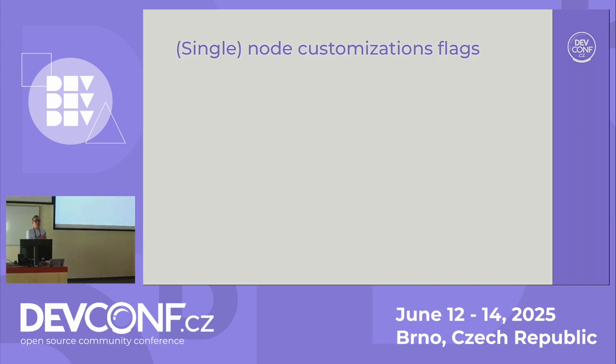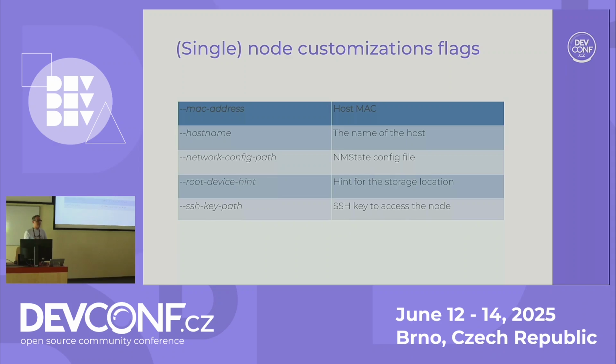So we saw very quickly the process of adding the node by specifying just one flag, but there are several other flags that you can use to further customize your node. One is the host name. Probably the most important or relevant one is the network config path, where you can put a full nmstate config file to provide static networking for your node, and also some others to provide additional configuration.